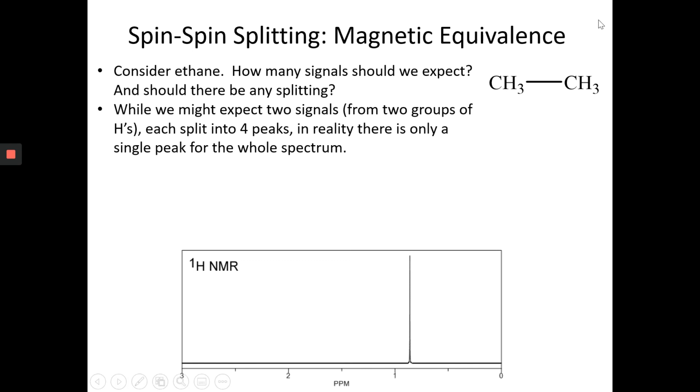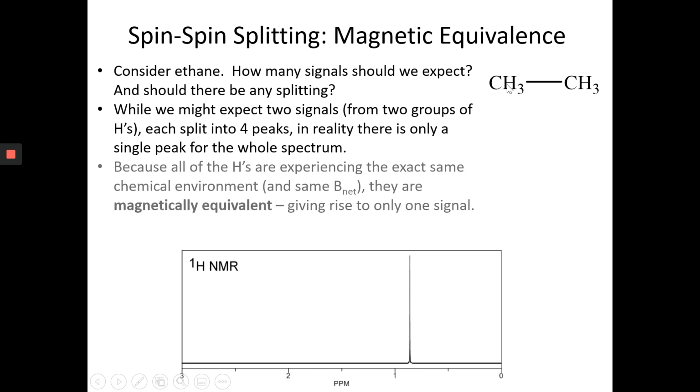Originally we said if you're on a carbon next door, then you're going to be neighbors. Here's a case where that's not true, and it's not true because of magnetic equivalence. Because of symmetry here, these hydrogens look exactly the same as those hydrogens, so they're not going to split each other. Because they're in the exact same chemical environment, they're experiencing the exact same B net, they are magnetically equivalent, and so they only give rise to 1 signal, and they won't split each other.